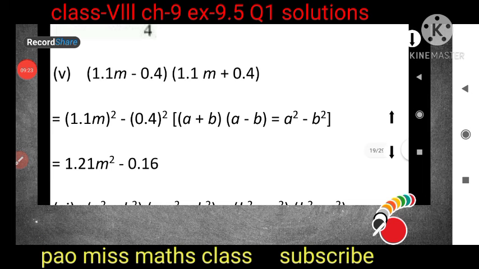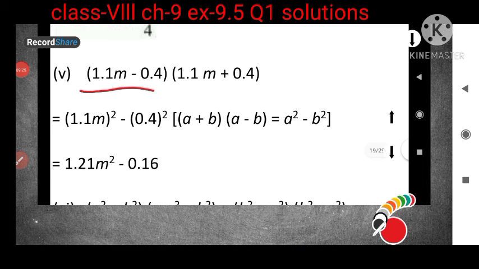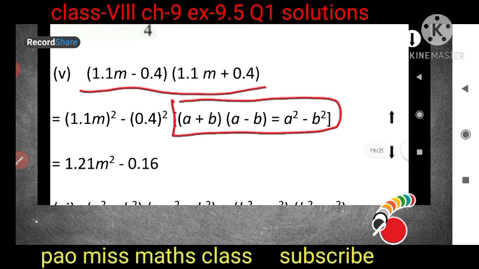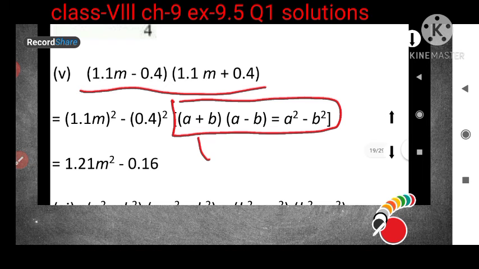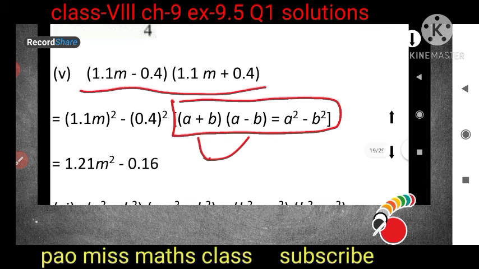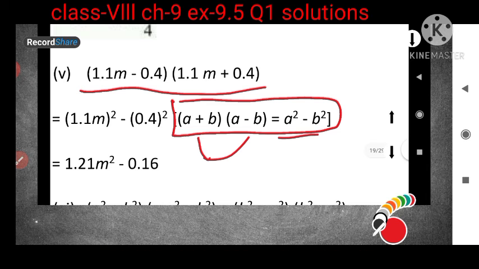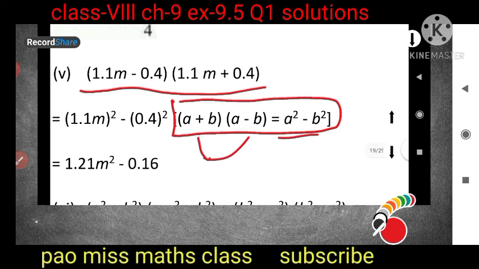So this we can write as what? Now using this identity, (a + b)(a - b), it doesn't matter whether you write minus first or plus first, it is the same. One will be in plus, one will be in minus, and both terms will be the same. So we can write it as a square minus b square.